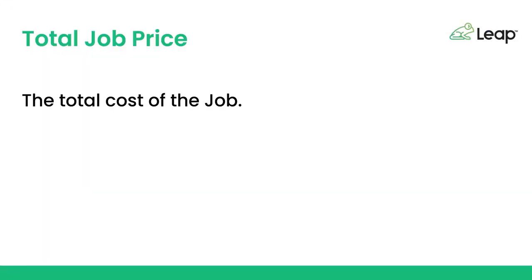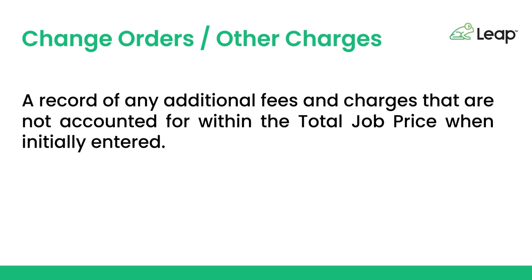The total job price is the total cost of the job. You'll add the total job price to the job's record after a customer reviews their proposal and agrees to the scope and terms. Sometimes you may need to account for change orders and other charges after the job was initially scoped. The change orders and other charges section is a record of any additional fees and charges that are not accounted for within the total job price when initially entered.